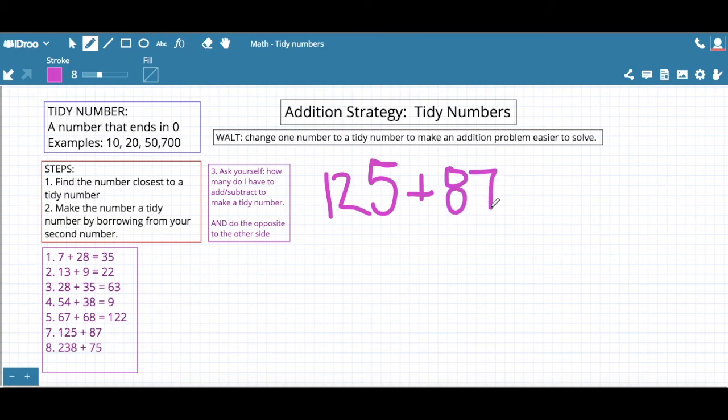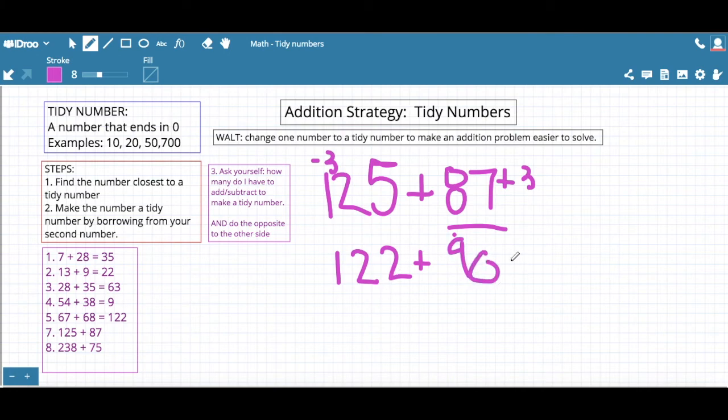So we're still working with tidy numbers, okay? We're still looking at how to make this problem easier to solve. So, what number is closest to a tidy number? 87. How much do we have to add? We have to add 3. If we're adding 3 to this side, what are we doing to this side? We're taking away 3. Now, 125 take away 3 is 122. 87 plus 3 gives us our tidy number of 90.